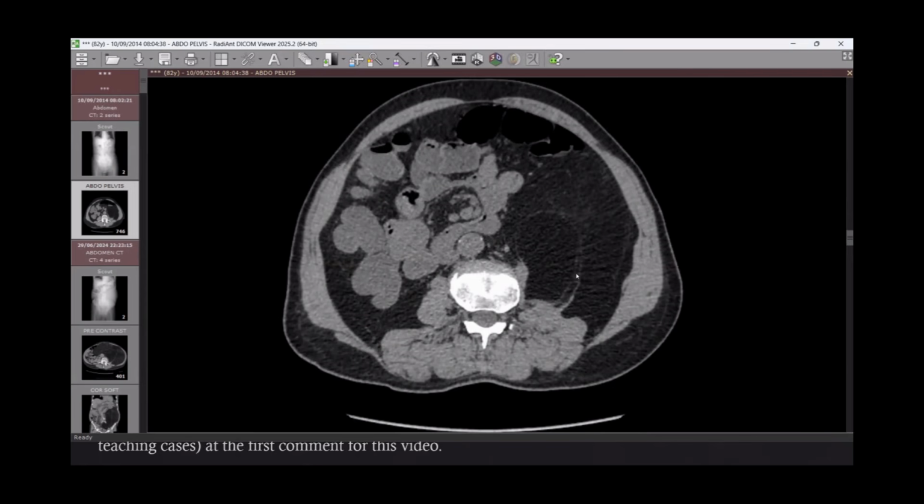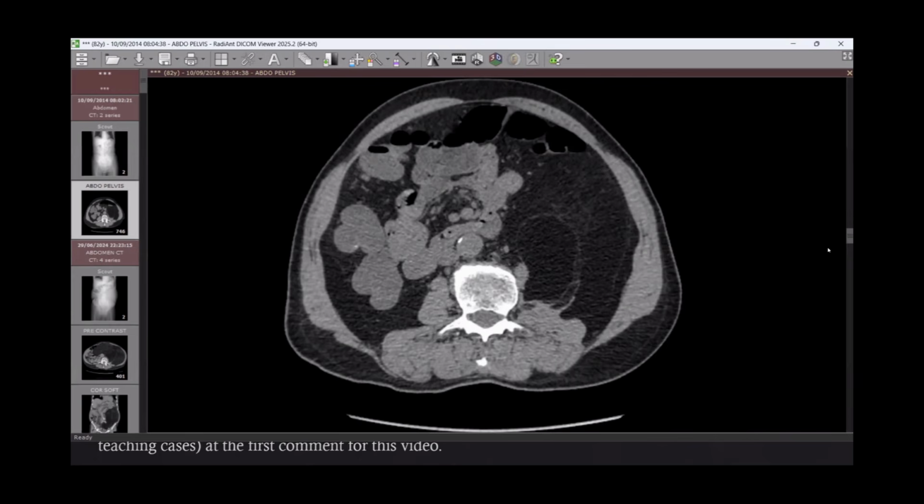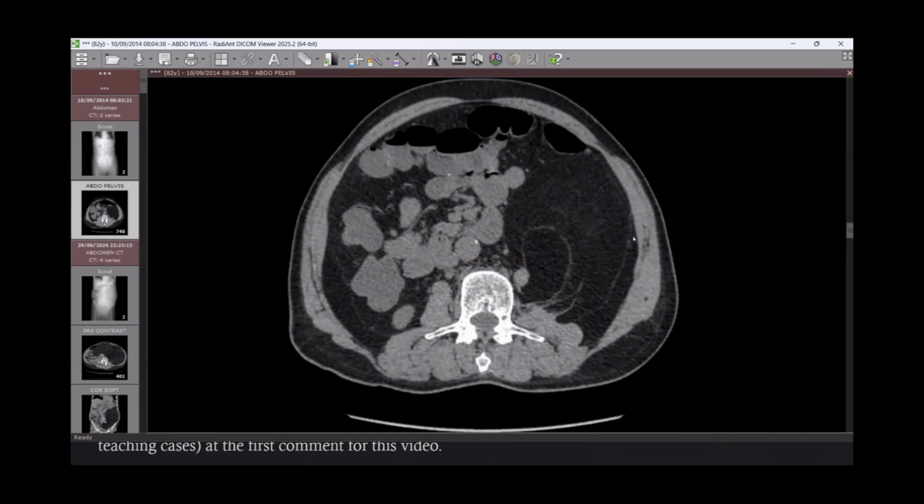No. Okay, we have 5 types of liposarcoma. We have well-differentiated liposarcoma, myxoid liposarcoma, dedifferentiated liposarcoma, pleomorphic liposarcoma, and mixed type. Okay, so this is a well-differentiated liposarcoma, because it's low grade and not metastasized.